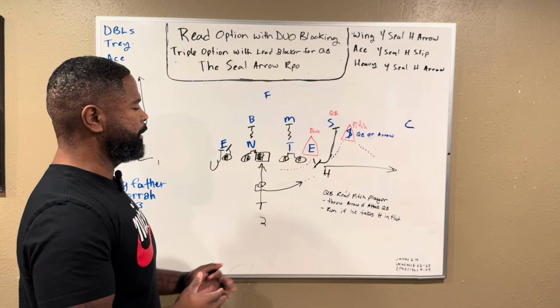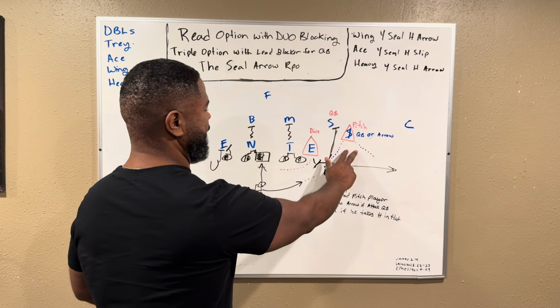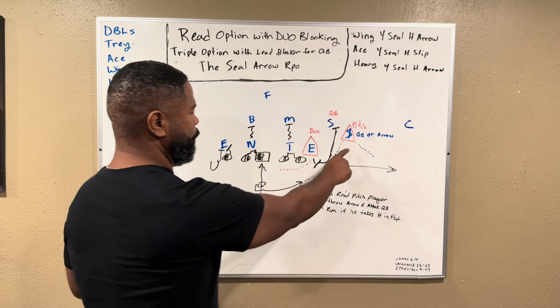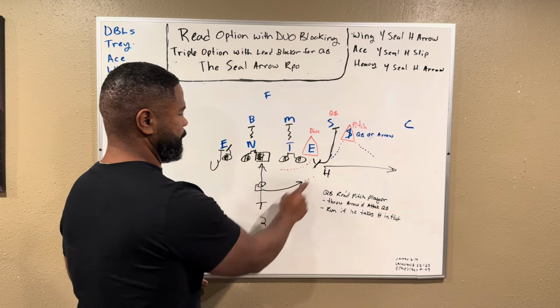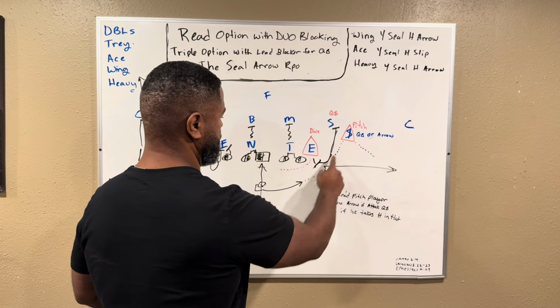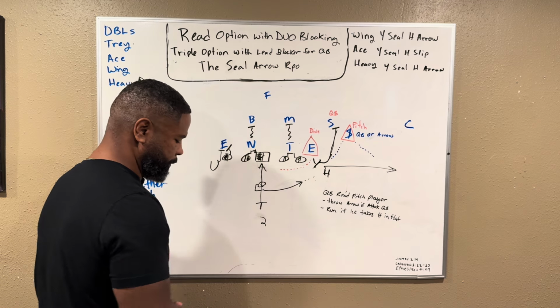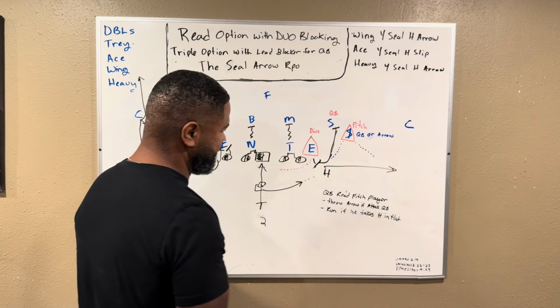So now we can run H arrow to where we're picking on this guy in the flat. Do you go with the H, quarterback and run? Do you go with the quarterback, attack the quarterback? Now we can throw it to the H. So here's another way that we can run this.